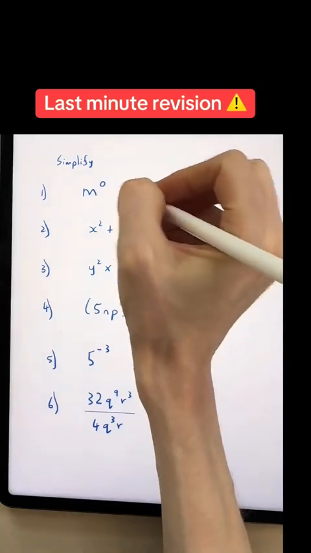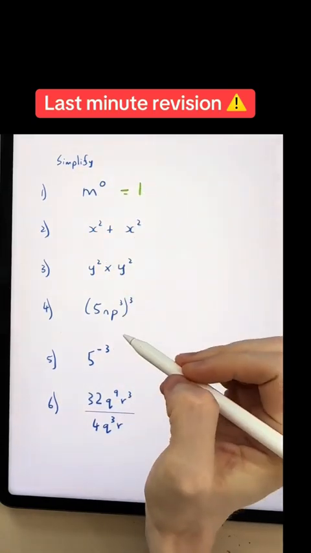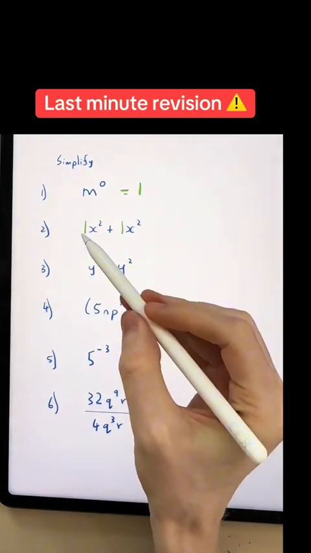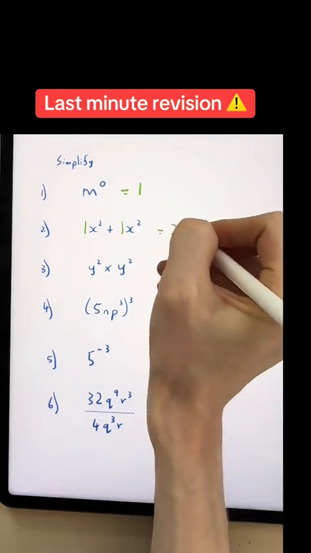Anything to the power 0 is equal to 1. X squared plus x squared, we can only add like terms. They are like terms as they have the same base and the same power. So one lot add one lot gives us 2 lots of x squared.